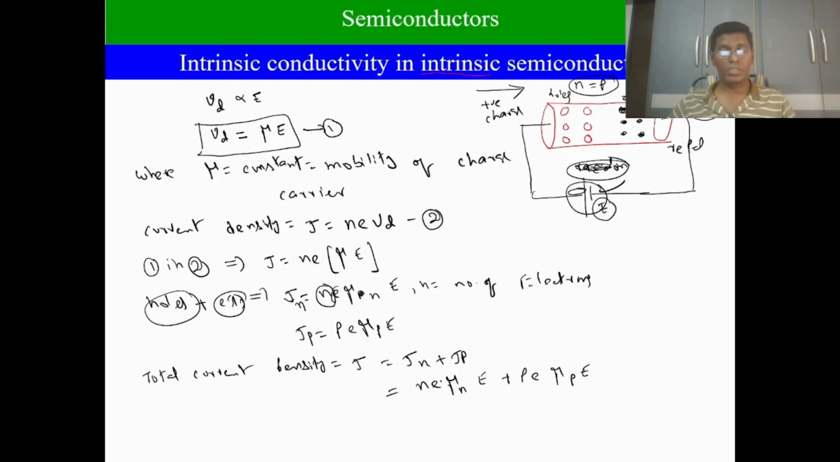Now in this expression, small e and capital E are constant common terms, so I am taking them outside. So J is equal to small e into capital E, taken outside. So what is the balance? n mu n plus p mu p. This is the expression.